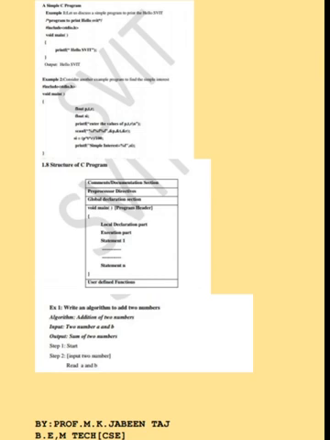After which the values of P, T and R are read from the keyboard using scanf. The simple interest is computed by the formula P * T * R / 100 and the result is assigned to SI. Display the result SI.